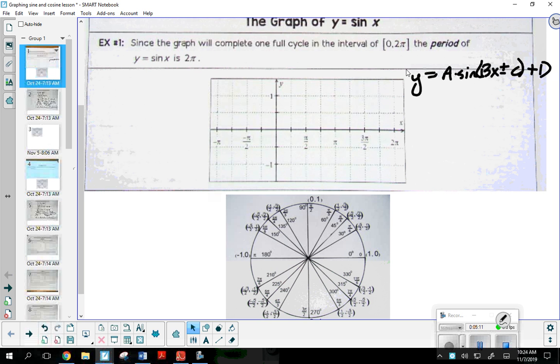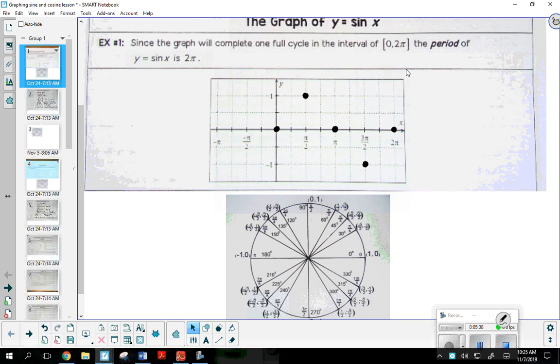But first we need to know what the parent functions are going to look like. So let's start with the basics. We're going to be using 5 key points from each graph to help us out. Now for sine, we're going to start with a 0. So sine starts with a 0, and then we have its first maximum, then we have another 0, we have a minimum, and then we're back to a 0 again.